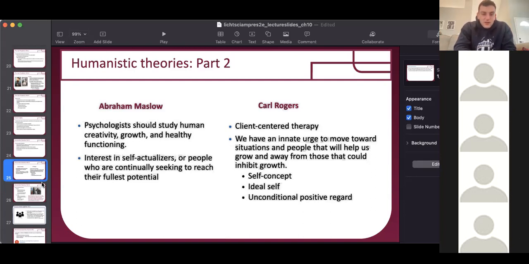Carl Rogers, who was sort of an American contemporary of Maslow's, believed in client-centered therapy, and this innate urge to move towards situations and people that will help us and to push ourselves away from people and situations that won't. Always moving towards an ideal self. We have this unconditional positive regard about who we are and where we're going. That's Rogers.